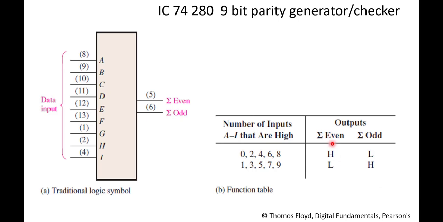Similarly, in even parity checking, whenever the even output is low, that means your input data has an error, because your parity bit is not satisfying the condition. It's supposed to have an even number of ones, but it doesn't. This is how you can use this IC for parity generation as well as parity checking.